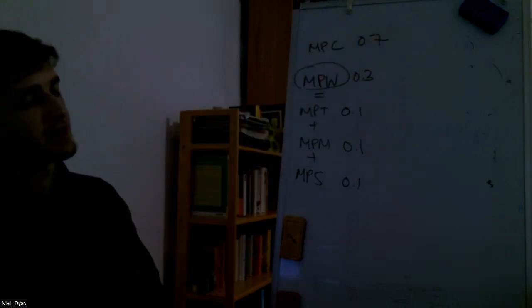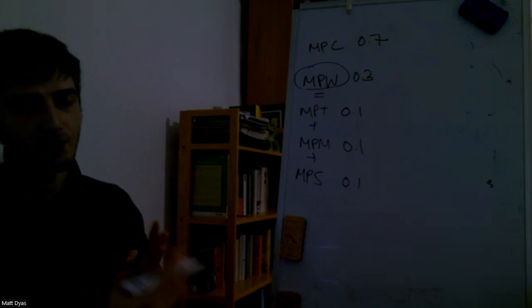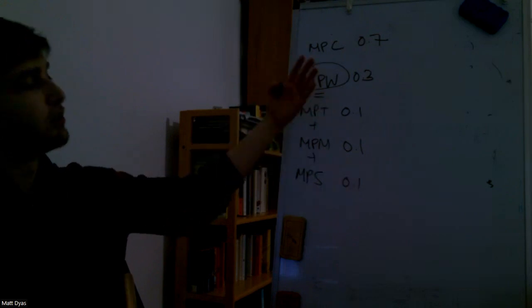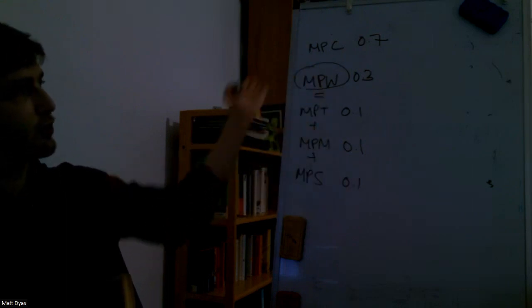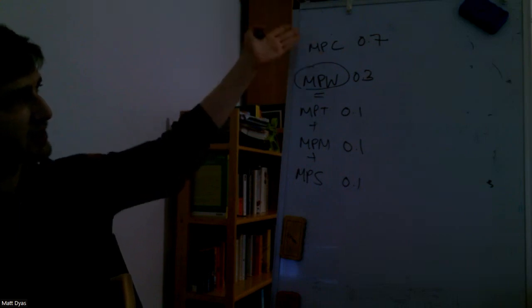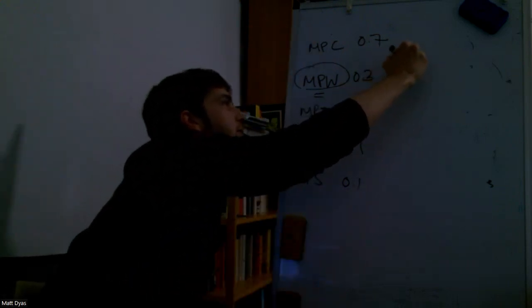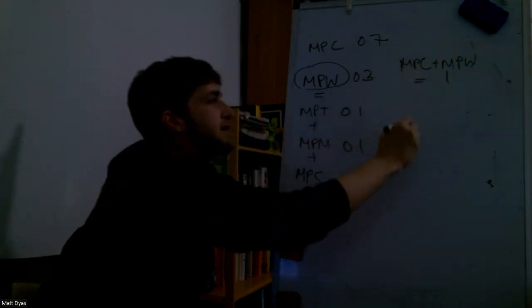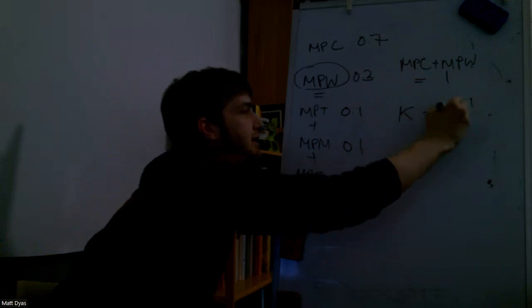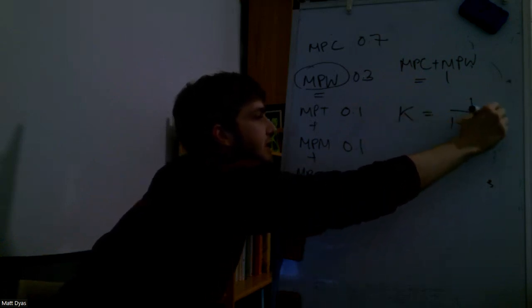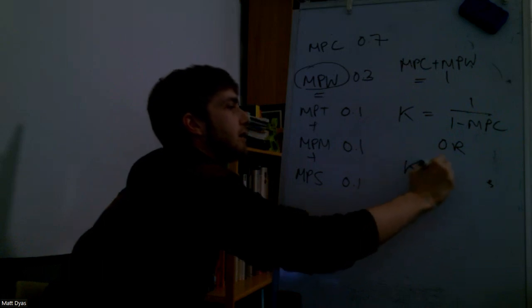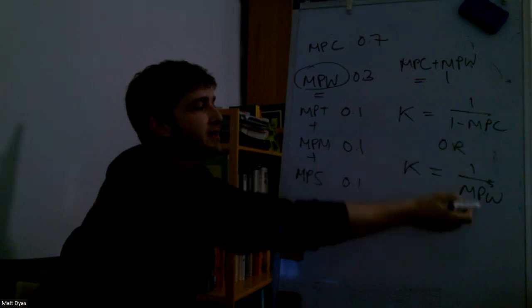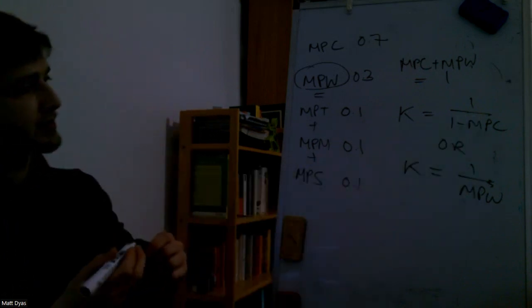MPC and MPW must always add to 1, because we're assuming there's only two things you can do with your income. Either it's spent in the economy, or it's taxed, spent out of the economy, saved, or it's withdrawn, basically. So everything is either spending or withdrawal. So MPC plus MPW must equal 1, and this is why K can be calculated as 1 over 1 minus MPC, or 1 over MPW, because that is the same as that, right? These MPW and MPC must always add up to 1.